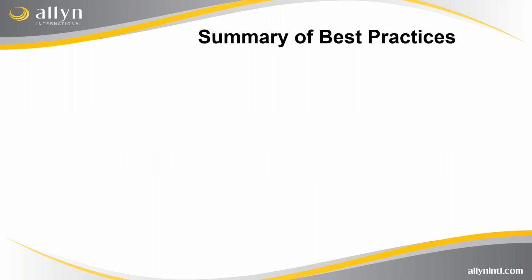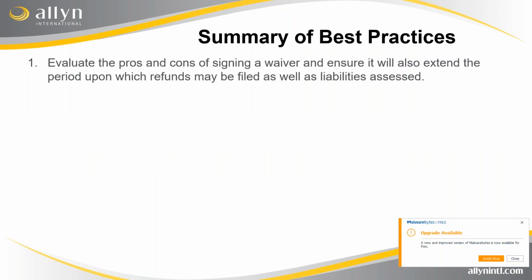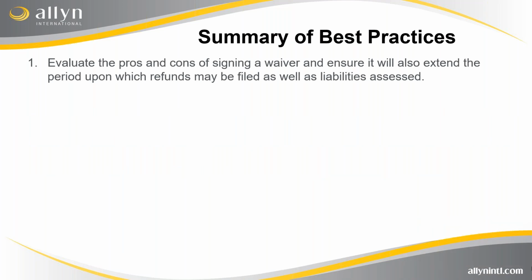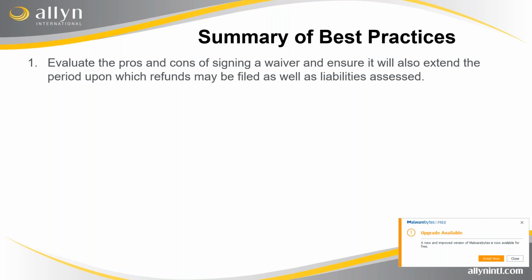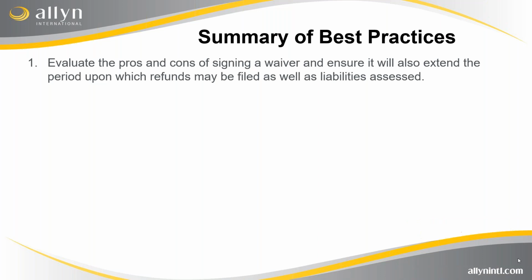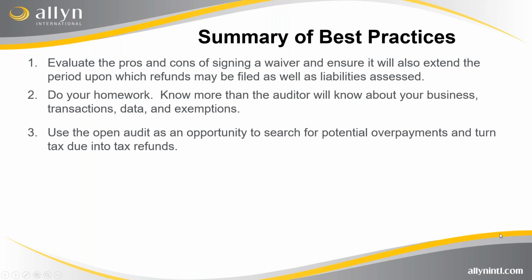So to summarize, here are the 5 industry best practices we have provided throughout the presentation today. First, you want to evaluate the pros and cons of signing a waiver and ensure it will also extend the period upon which refunds may be filed as well as liabilities assessed. Second, do your homework. Know more than the auditor will know about your business, transactions, data, and exemptions. Third, use the open audit as an opportunity to search for potential overpayments and turn tax due into tax refunds.